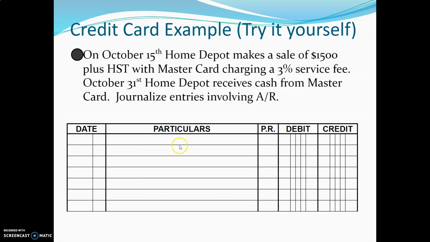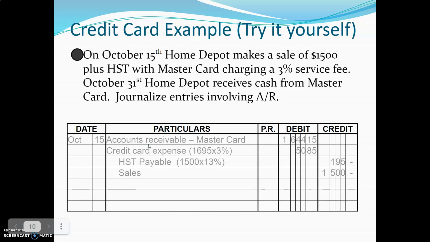So we're going to have some sort of a credit for HST payable, which will be credited down here, and 13% of $1,500 will be, I think, around about $195. Yes, I'm looking off of another screen, which I've got a calculator going on here. Our accounts receivable will then be the $1,500 plus that $195. But we have to also deduct the 3% service fee.